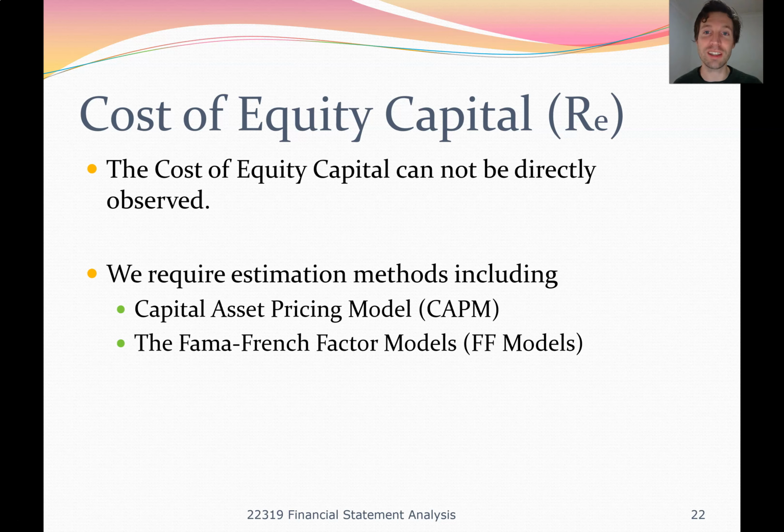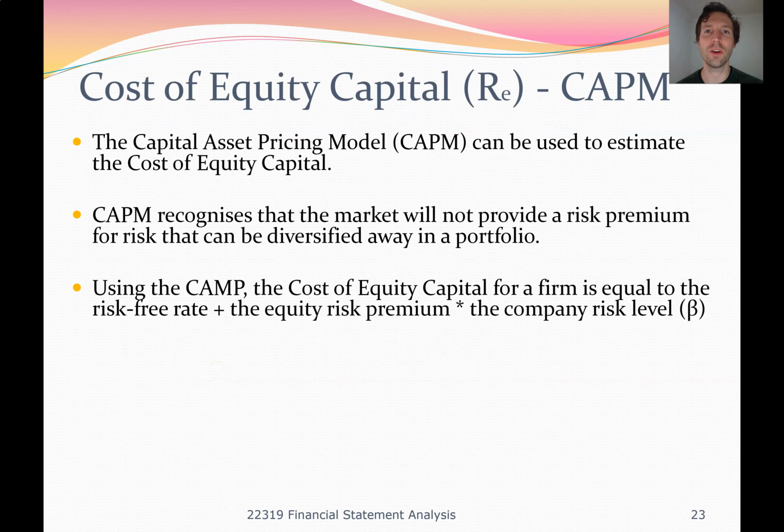We can't observe it directly, so we need to estimate it. We've got two estimation techniques we're going to look at in this subject. The first one is the most common one, and it's called the capital asset pricing model. And the second one is called Fama-French factor models, and they're based on research by Eugene Fama and Kenneth French, who are both finance professors, and they won a Nobel Prize for some of their work in finance. So first of all, we're going to look at the cost of capital for equity estimated using the capital asset pricing model.